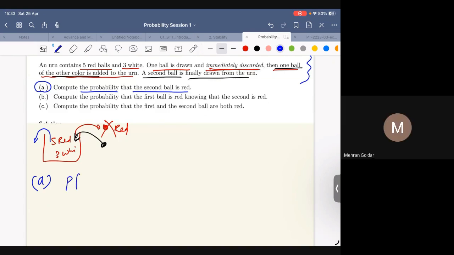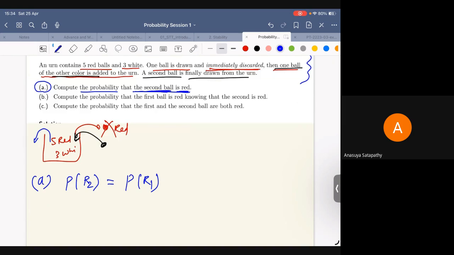So first, the probability of getting a red ball. Since it says the probability that the second ball is red, I'm writing the second ball is red, meaning R2. So my second ball is red. Let's think about the first draw, the probability of the first ball being red. I took a ball out of the bag and got red, so let me throw it out. Now I put in one ball of the other color, a white ball, inside the bag.